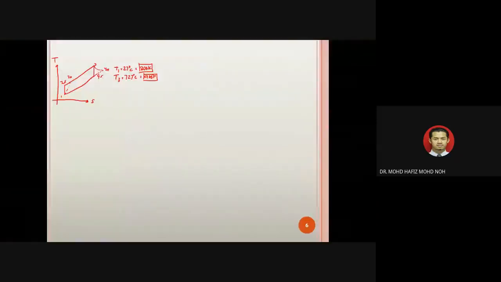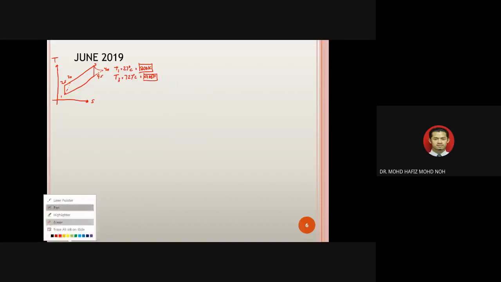Okay, this one is 1000 Kelvin. That is 1000 Kelvin here. So 1000 Kelvin.